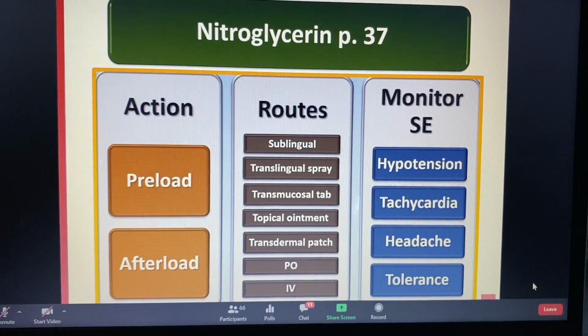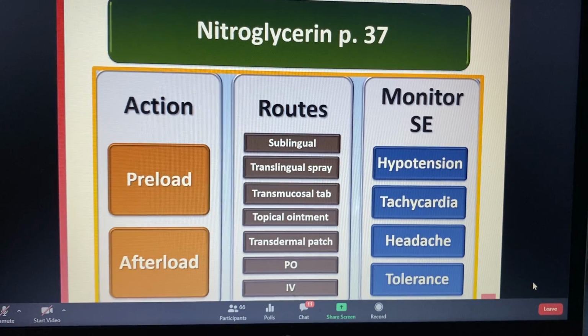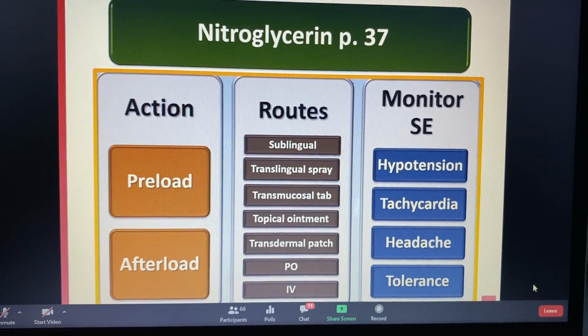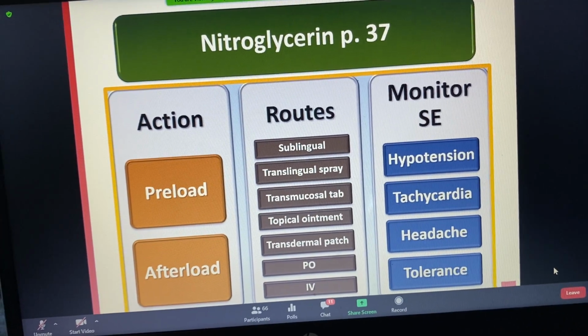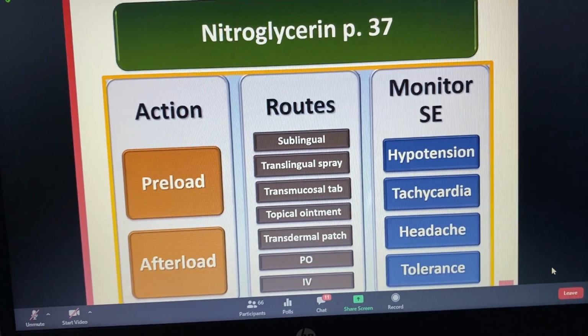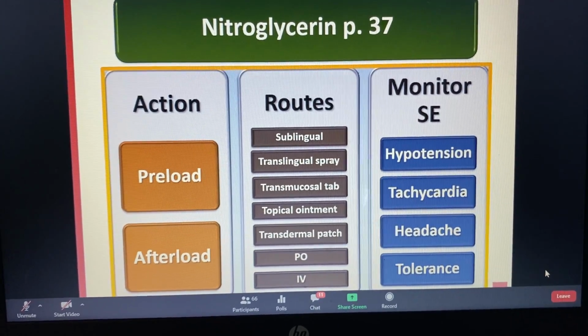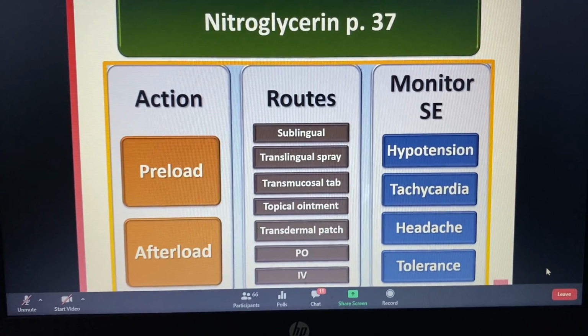But because it vasodilates everywhere, the patients can become hypotensive and tachycardic because of it. And very, very common headache. But if our chest pain is the problem, we don't often care about the headache.